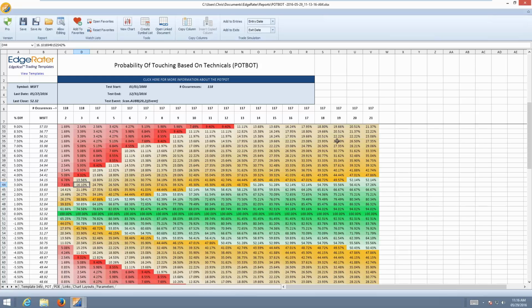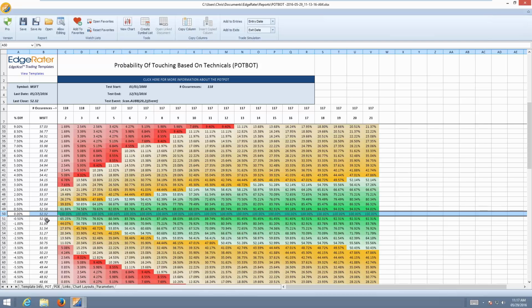So let's take a look at the 10-day column, for example. Okay, we can look down here. There's a green line in the middle, 100%. This represents the actual close price of Microsoft on the day that you run this report. So the last close was 52.32, and it's put 52.32 at the 0% line here.